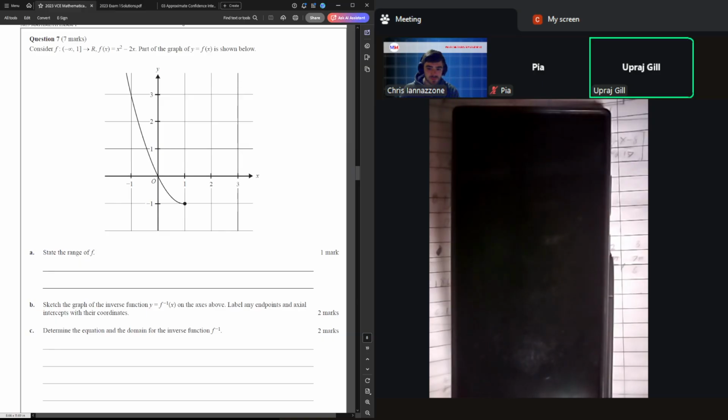Chris, is the inverse going to be a root function? Yes, it will. It's plus minus root x plus 1, I think. Almost. There's one term that's missing. And then there's minus, wait, plus 1. Plus 1 on the end, yep.